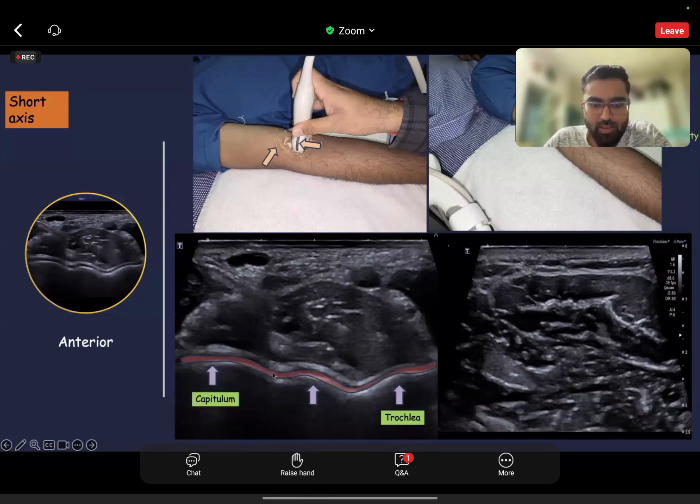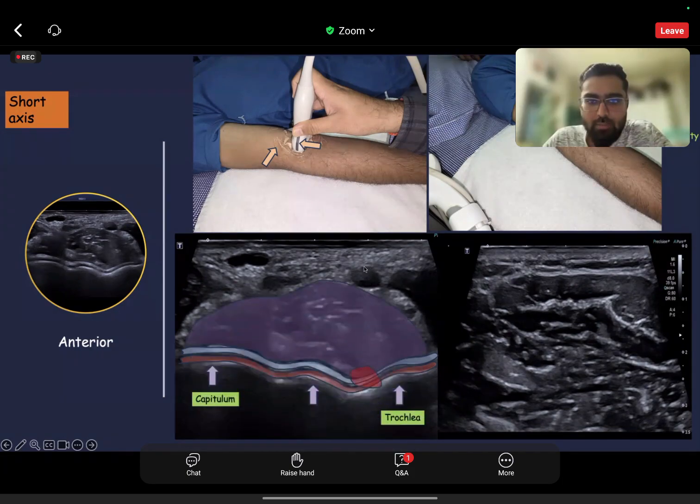This hypoechoic thing is the articular cartilage. Above we have the capsule, right? This sort of quadrangular shaped structure muscle is the brachialis. Above that, a very important landmark is the brachial artery, right? So I think up till now we are clear.